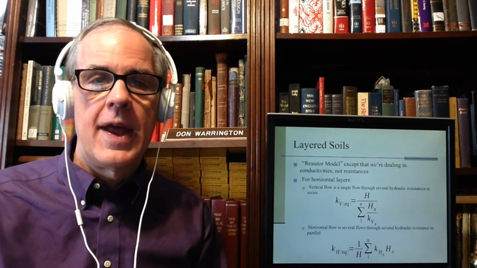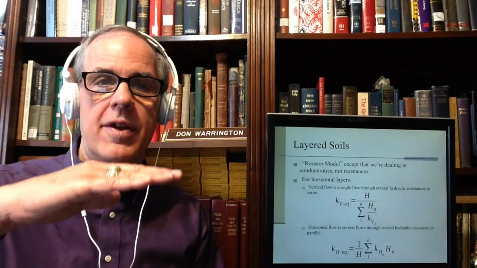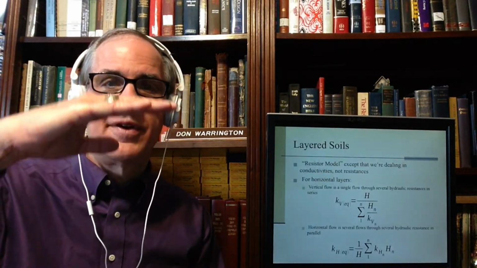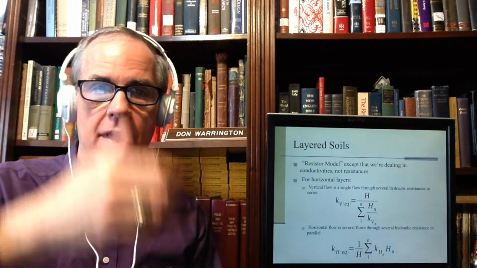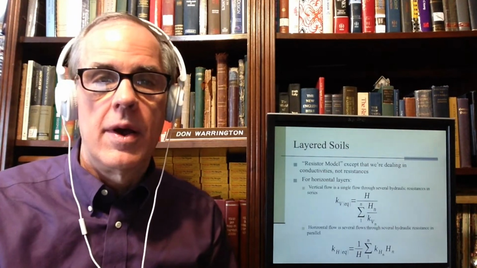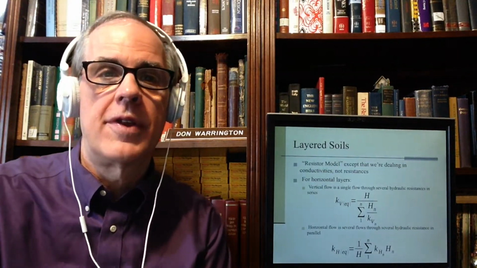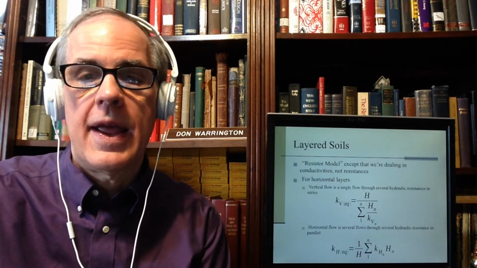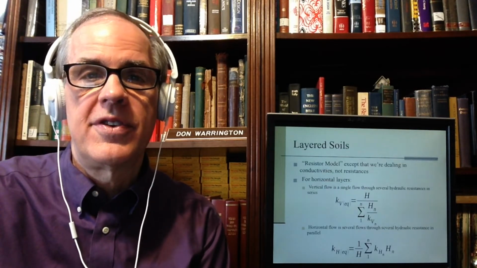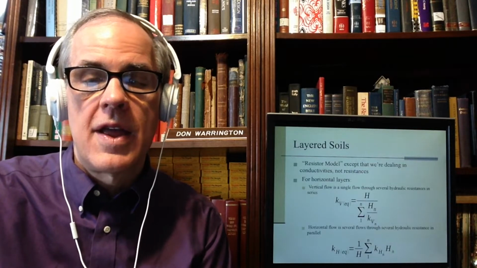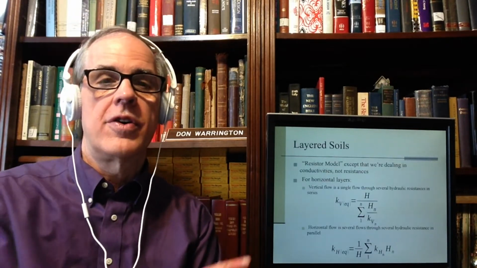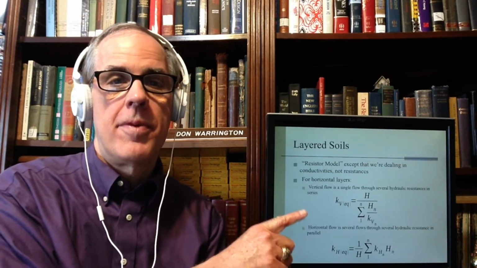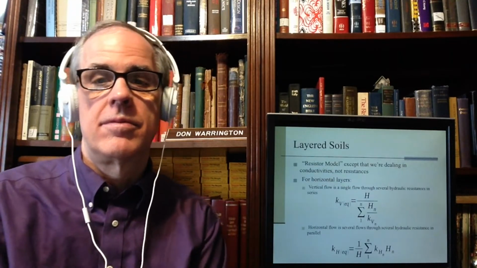Vertical flow has to go through this layer, then this layer, then this layer, then this layer, then this layer. It has to go up or down through several layers, and act like a resistance in series, and the equivalent overall vertical permeability looks like that.